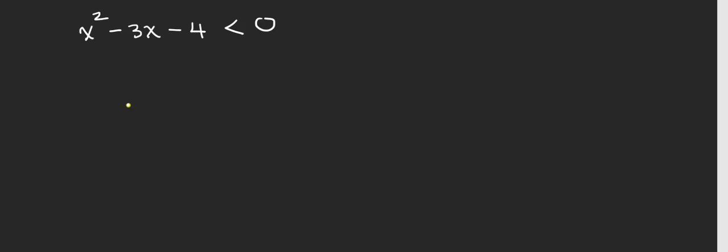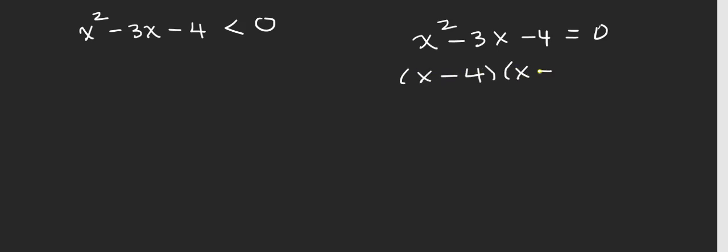In this video, we're going to solve quadratic inequalities algebraically. How are we going to solve x squared minus 3x minus 4 is less than 0? Well, first, let's pretend that this is x squared minus 3x minus 4 equals 0, and find x values that make this whole thing equal to 0. Using factoring, (x minus 4)(x plus 1).